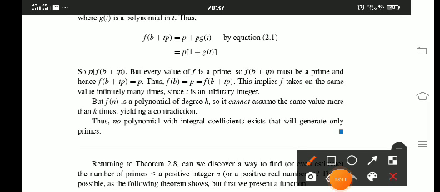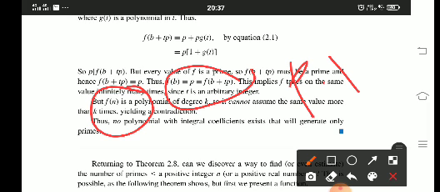If f(n) is a polynomial of degree k, we get f(b) = p = f(b + tp). That means our function f(n) is a polynomial of degree k that cannot assume the same value more than k times, where all values are p. Thus no polynomial with integral coefficients exists that will generate only primes.